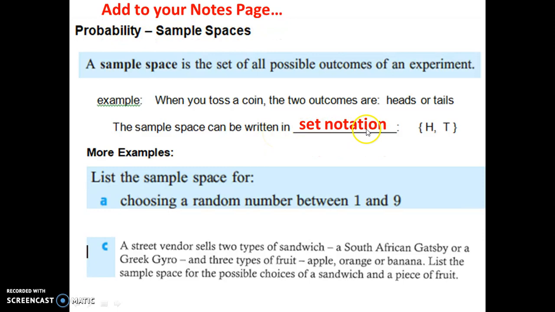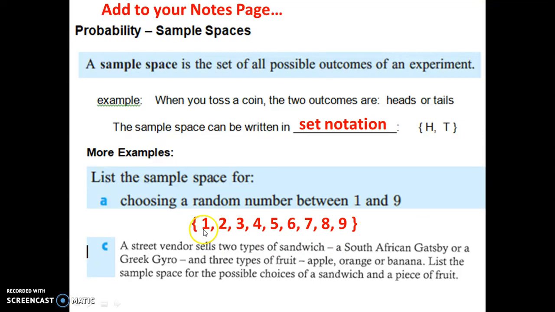in what's called set notation. Anytime we use this little squiggly bracket, it's called set notation. And the sample space is h comma t. So inside those brackets, we are writing this set of all the possible things that could happen. And there's the set. It is either we get heads or we get tails. Another example, list a sample space for choosing a random number between 1 and 9. So what do you think this sample space would be?